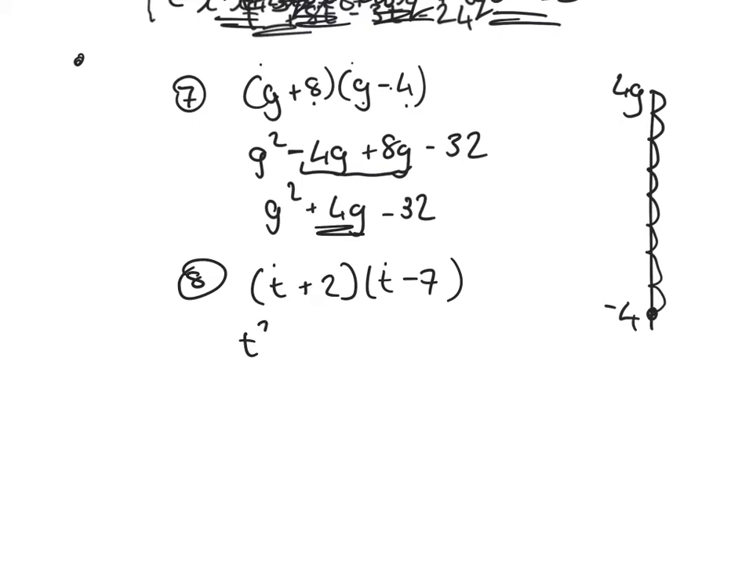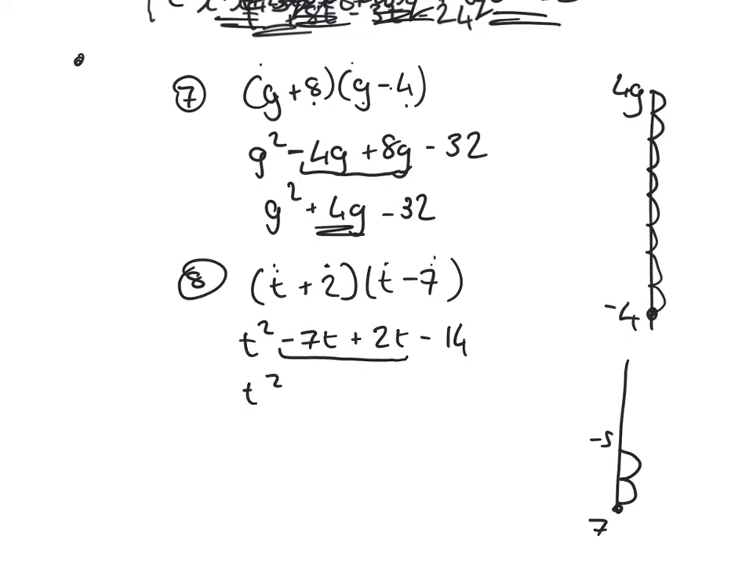First, t times t is t squared. Outsides, t times minus 7 is minus 7t. Insides, 2 times t is 2t. And then last, 2 times minus 7 is minus 14. Okay, so let's tidy up in the middle. So we've got minus 7t plus 2t. So that will bring me up to minus 5t. So that's t squared minus 5t minus 14.